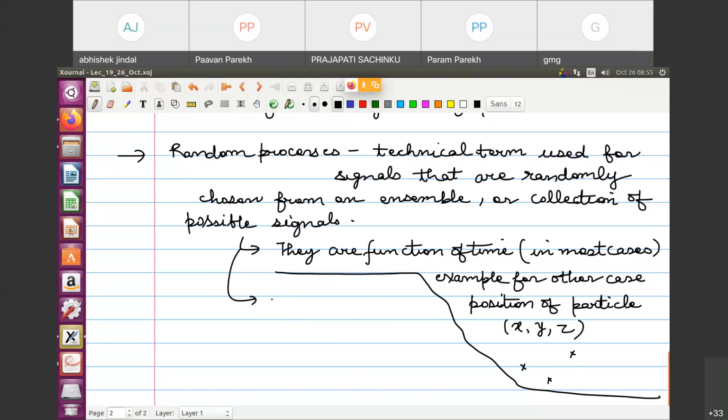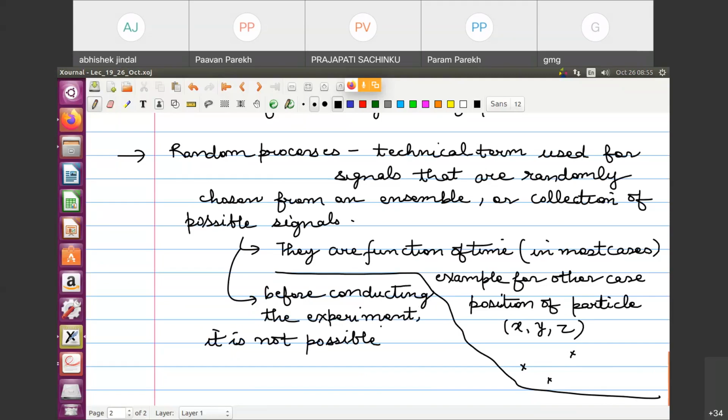Okay, and the second important point is, draw this. Second one: before conducting the experiment, this is important. Before conducting the experiment, it is not possible to exactly define the waveform that will be observed in the future.